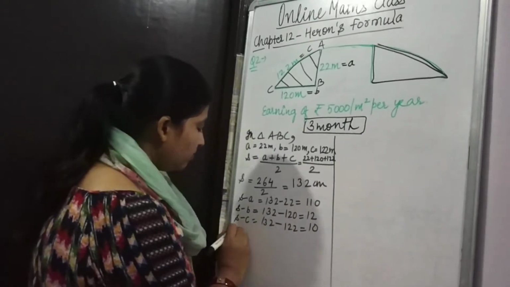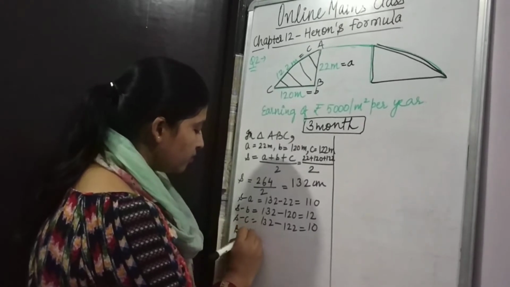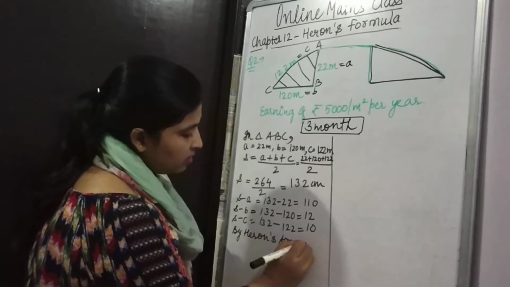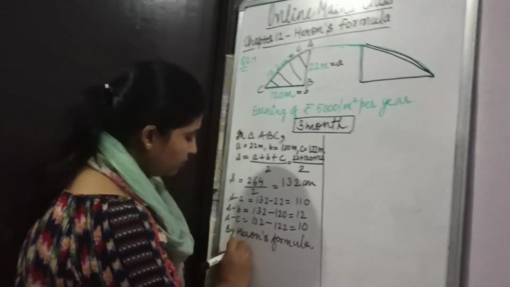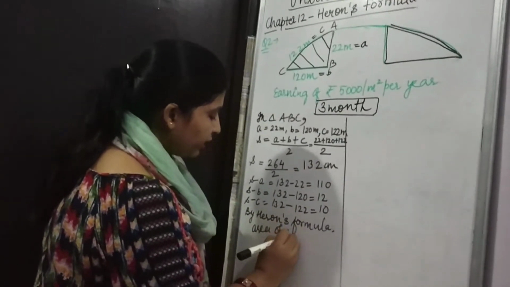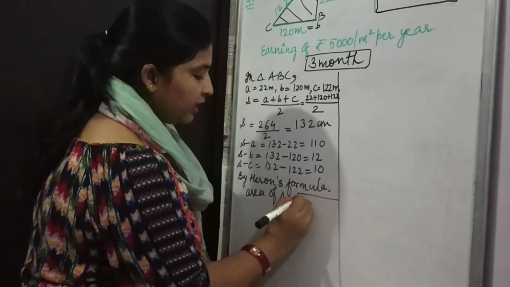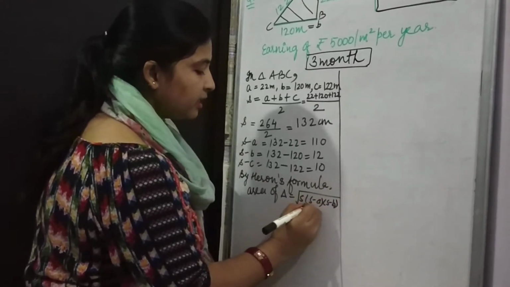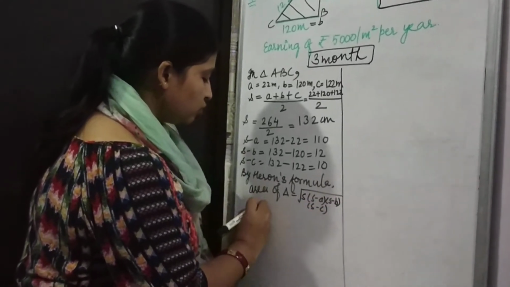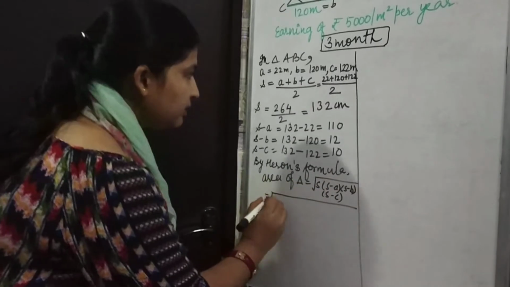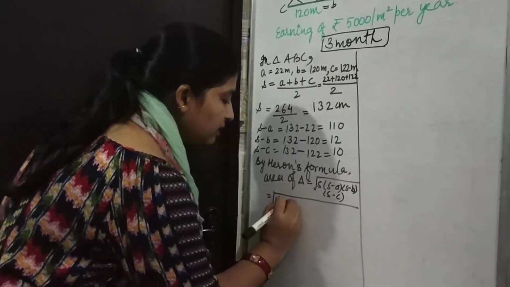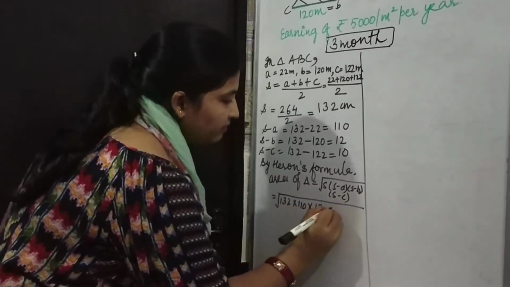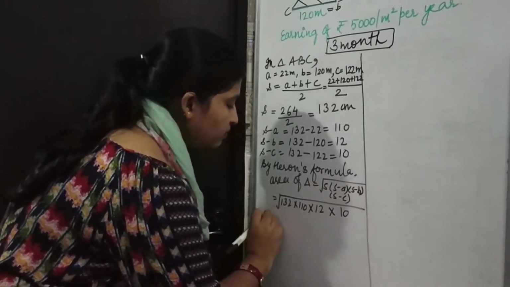Okay, now by Heron's formula, area of triangle will be under root S minus A, S minus B and S minus C. Put all the values over here. Okay. What is the value of S? S is 132. S minus A is what? 110. S minus B is what? 12. S minus C is what? 10. Now split all of them.